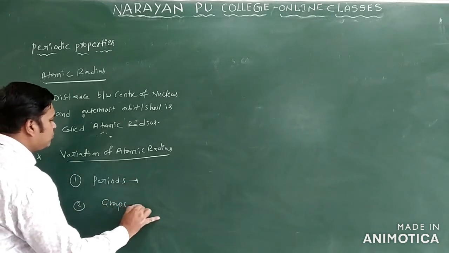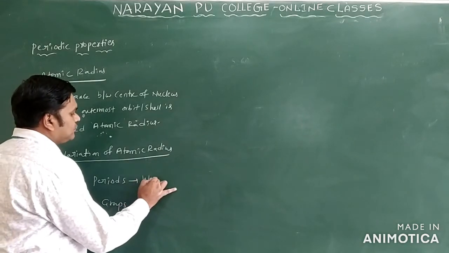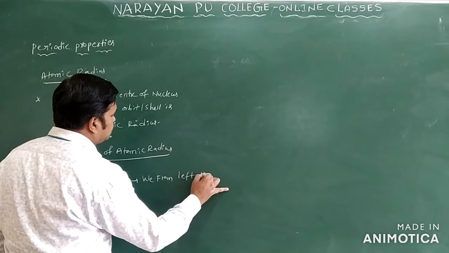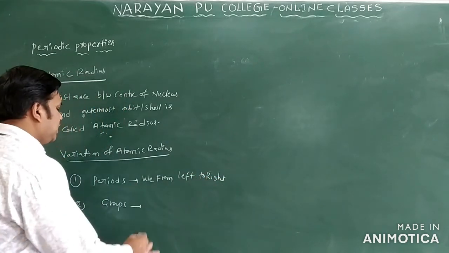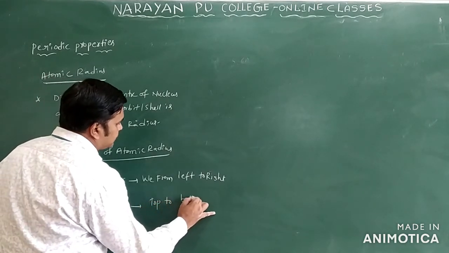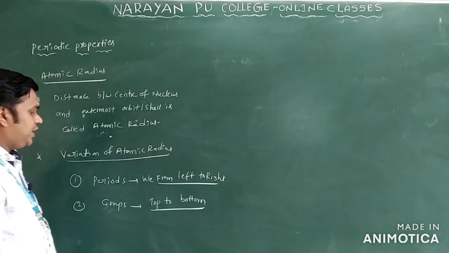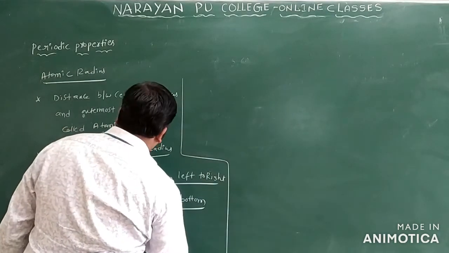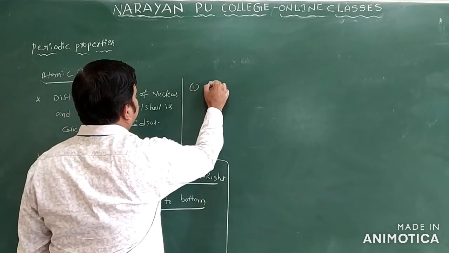So how are we moving in the case of periods? In periods we move from left to right only. In groups we move from top to bottom only. Very important points: periods, we move from left to right; groups, we move from top to bottom. Now let us see the variation of atomic radius. In the first case I am writing here, in periods only.